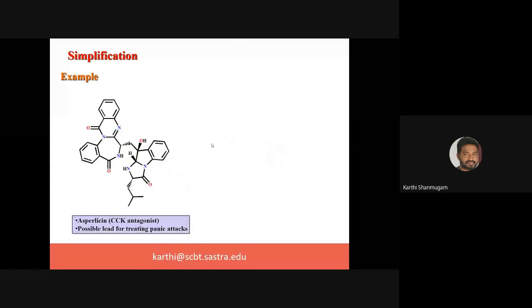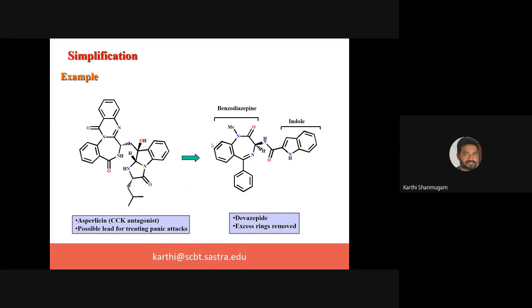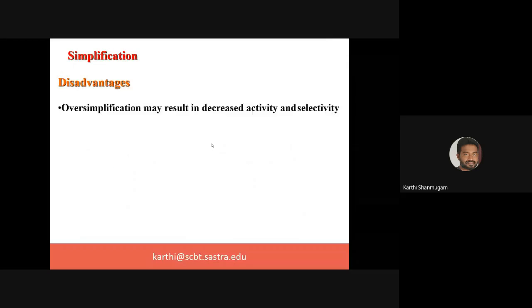Another example, you can see how a complex structure is converted into a simple structure based on the simplification concept. And a disadvantage, as I said, is that we should not go for oversimplification. We should know to what extent we can simplify the structure. Beyond that, we should not go. If we do so, your compound may start lacking selectivity. Instead of binding to only the one target of your interest, it can also bind to other targets because of the oversimplification.